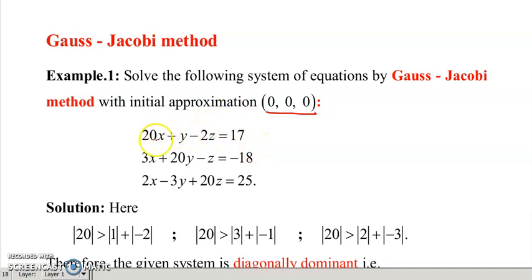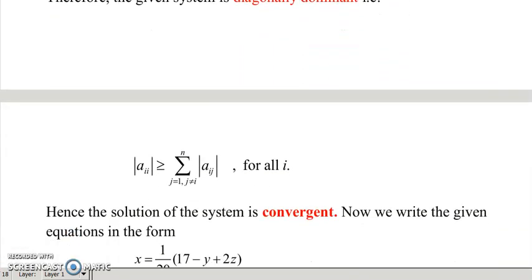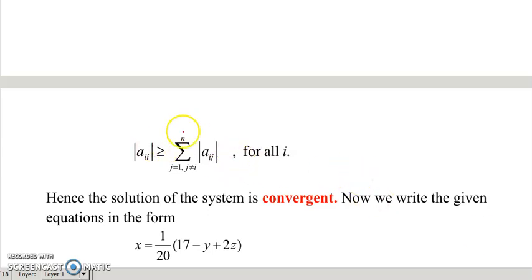So guys, first we have to check whether this system of equations is diagonally dominant or not. Here, in the first equation the coefficient of x is 20, the coefficient of y is 1 and of z is -2. So we simply check that 20 is greater than the sum of the coefficients of y and z, and similarly it also satisfies the second equation, and this is for the second and this is for the third. So you can say the given system of equations is diagonally dominant, so the solution of this system converges. Here is the mathematical definition of the diagonally dominant condition.